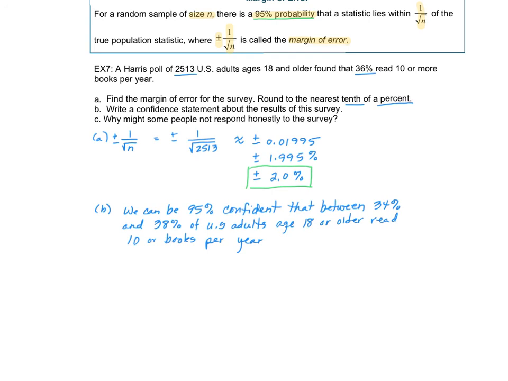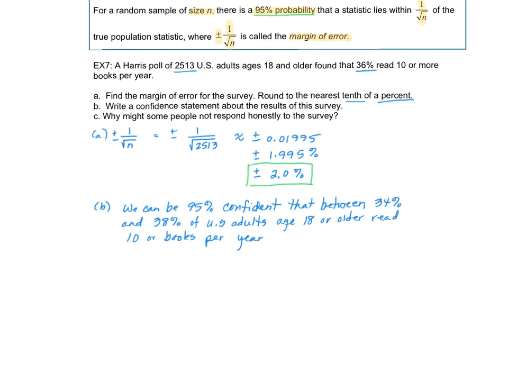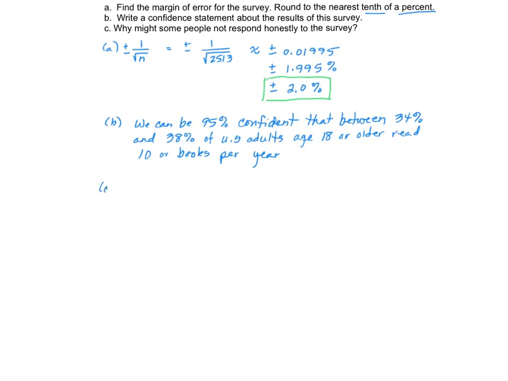Okay, part C. Why might some people not respond honestly to the survey? So we have error whenever we look at our data because, for one, we're not sampling the whole population, we're just sampling a portion of our population. And another thing that could happen, especially with surveys, is people might not tell the truth. And that would skew the results as well. So one of the reasons in this particular survey why somebody might not respond honestly is maybe they don't want to look stupid.